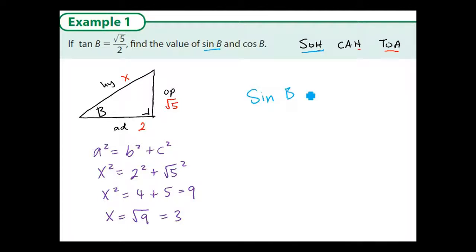So what is sine B? Well, sine B is opposite over hypotenuse, so compared to B, that's root 5 over 3. That's it, and we don't have to do anything else with it. And cos B is adjacent over hypotenuse, so in this case, it's 2 over 3. And we just leave it like this as a fraction.